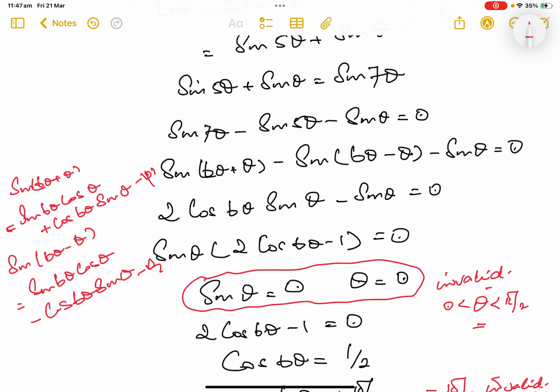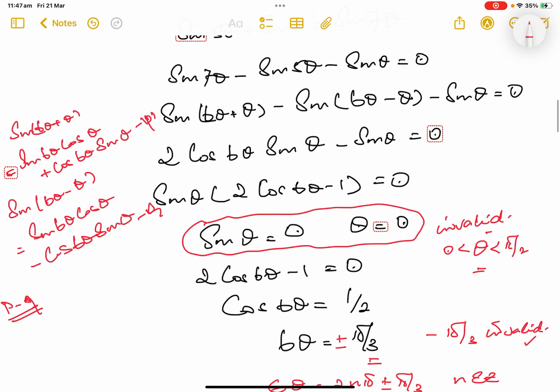If we could, what we need is a minus in between, so P minus Q. Simply, if we subtract, the sine 6 theta cos 6 theta and sine theta cos theta terms will be cancelled out. All we have is cos 6 theta sine theta and another cos 6 theta sine theta. That is 2 cos 6 theta sine theta, and the sine theta is sine theta. If I take sine theta out as a common factor, 2 cos 6 theta minus 1 equals 0.